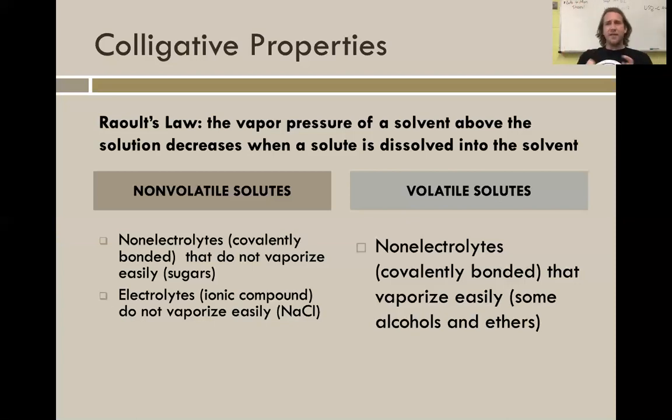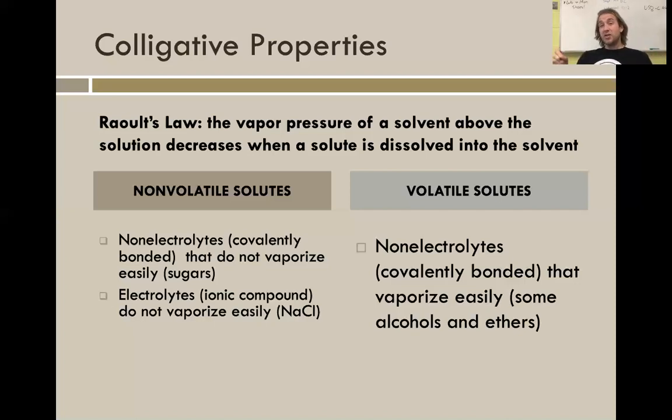We do need to make a quick definition here, non-volatile versus volatile. A non-volatile substance or solute is one that does not vaporize easily, staying as a solid or a liquid. These would be anything that is typically covalently bonded. You could also have electrolytes, which are ionic compounds that also don't vaporize easily, your salts. So sugars, salts, a lot of our organic materials. We're actually going to be doing a lab with urea, which is also a non-electrolytic covalently bonded solute. These are non-volatile, pretty stable at room temperature.